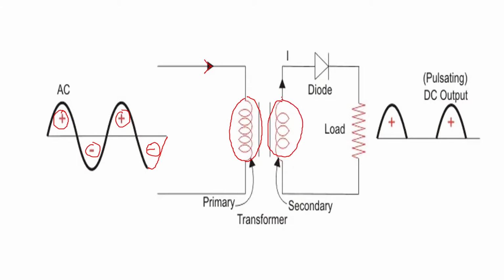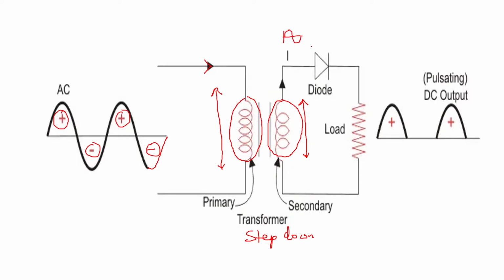So the transformer works on the principle of mutual induction, as you might know, which you have studied in BEEE. Then the secondary of the transformer has fewer coils. That means whatever bigger voltage you give here will be made smaller here, because there are fewer turns. So it is a step down transformer. Now that voltage is still AC.